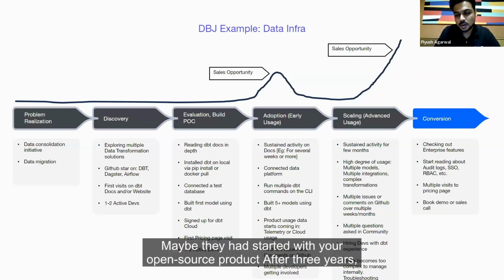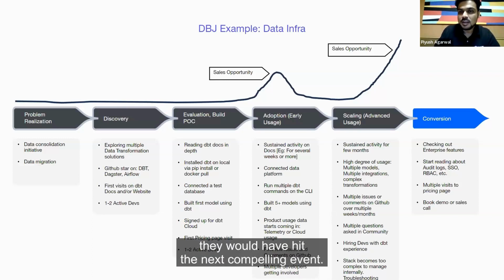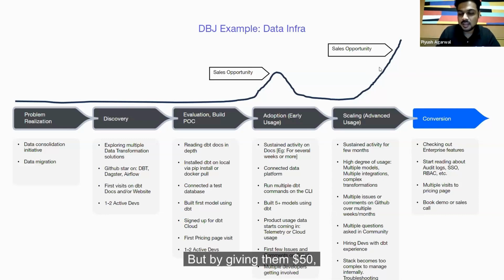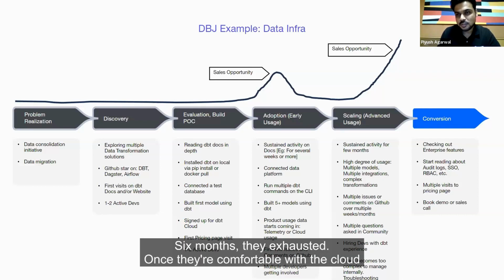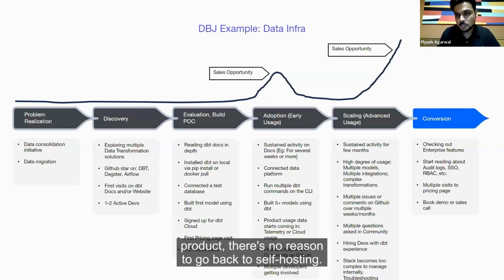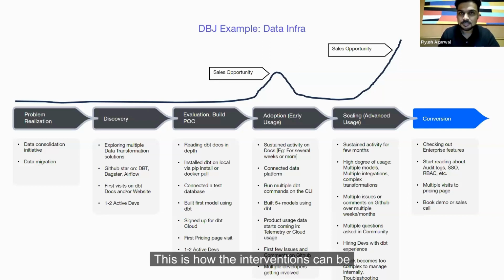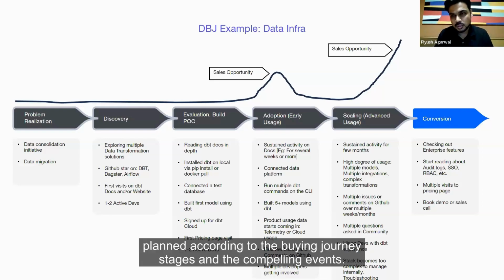Maybe they had started with your open source product. After 3 years, they would have hit the next compelling event. But by giving them $50,000 worth of free credits, we got them on the cloud product on day one. In 6 months, they exhausted them. Once they're comfortable with the cloud product, there's no reason to go back to self-hosting. So this is how the interventions can be planned according to the buying journey stages and the compelling events.